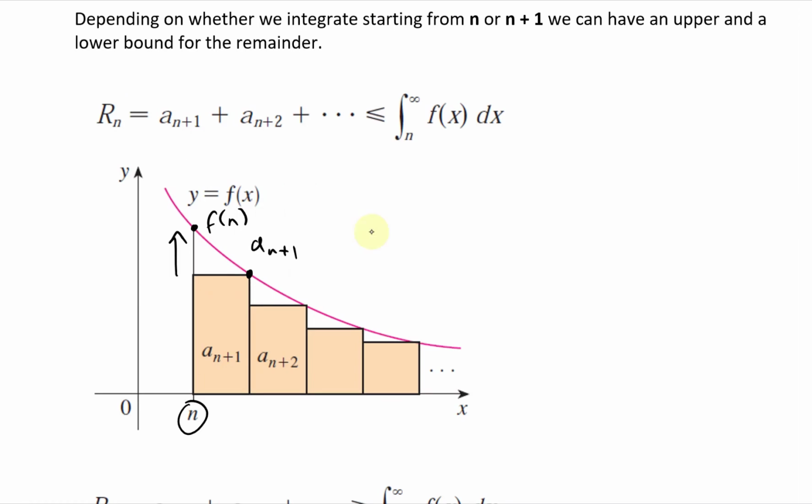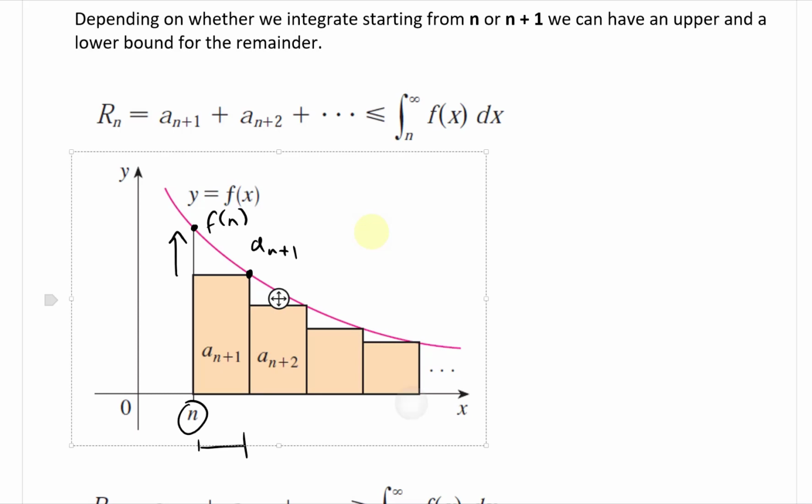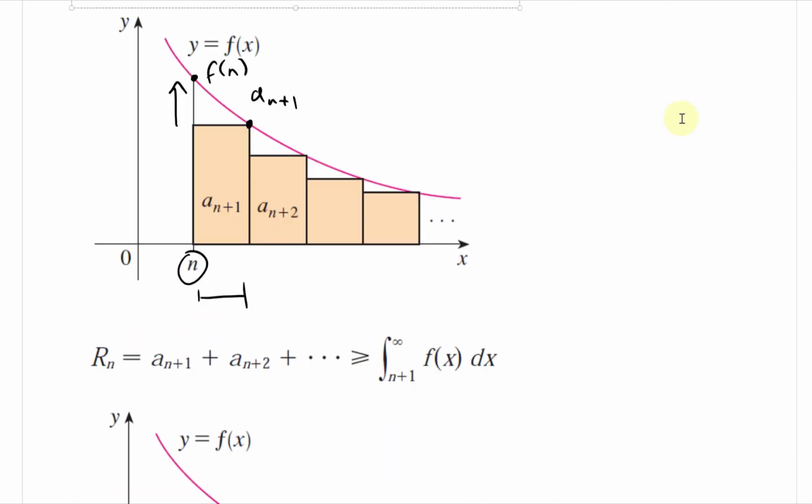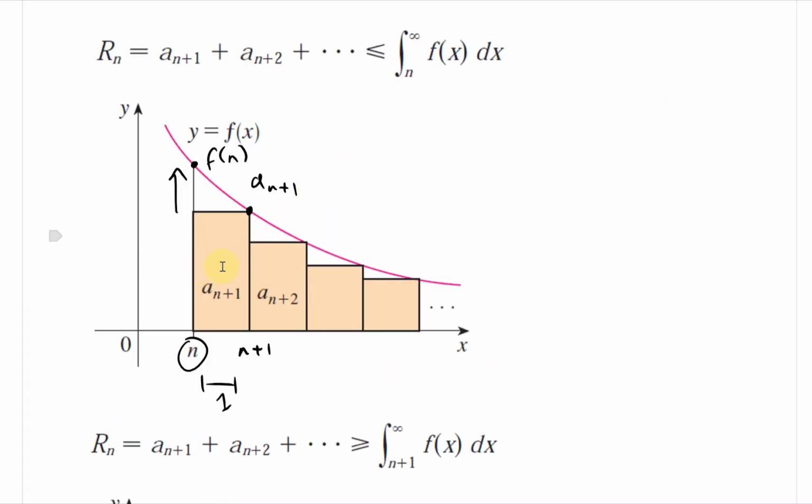And this rectangle, the width is just going to be n plus 1 minus n. So they cancel, equals 1. The widths are all going to be just 1. So all these rectangles are a_n+1. Again, if you multiply by 1, the width is going to still be a_n+1.